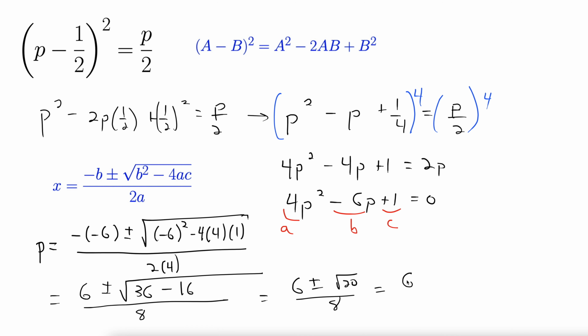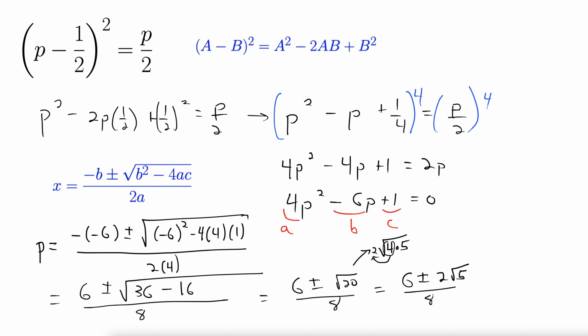Okay, 6 plus or minus, now rad 20, right, we can think of that as rad 4 times 5. I'm looking for perfect squares that are factors of 20. 4 is a perfect square, and it pops out as a 2. So this becomes 6 plus or minus 2. What's left behind? Rad 5 over 8. And then we can still simplify this.